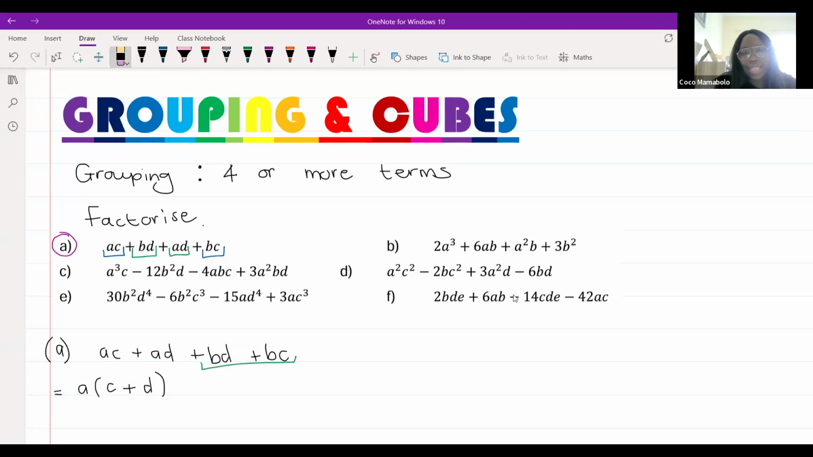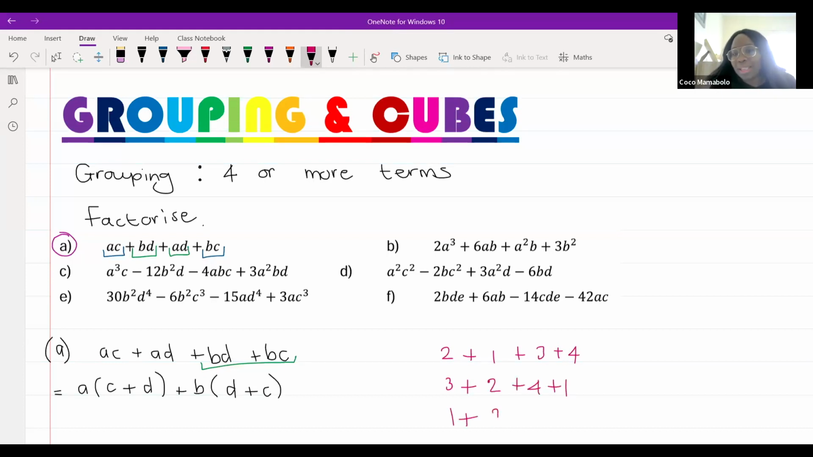And in the second part over here, what is the highest common factor in that second part? Good, Amanda, that's it. Well done, it's B. So I'm going to take B out. And if I take B out, I'm going to have D plus C, which doesn't actually change anything because, like I said, commutativity holds under addition. What that actually means is that if I write 2 plus 1 plus 3 plus 4, I'm going to get the same answer if I write 3 plus 2 plus 4 plus 1, or if I write 1 plus 3 plus 4 plus 2.